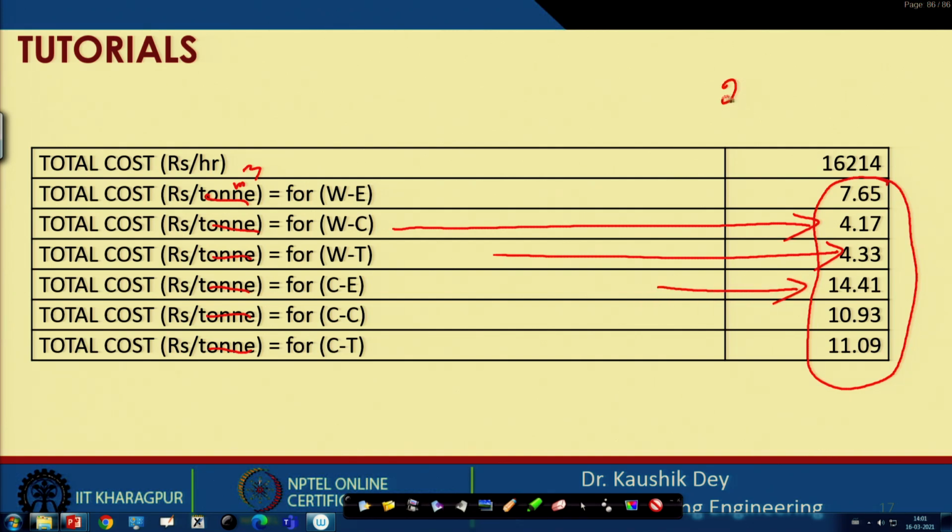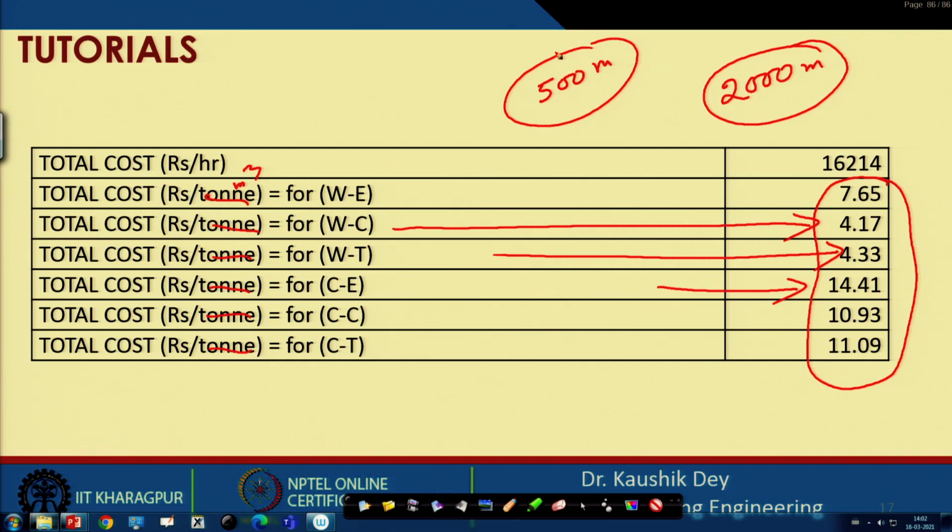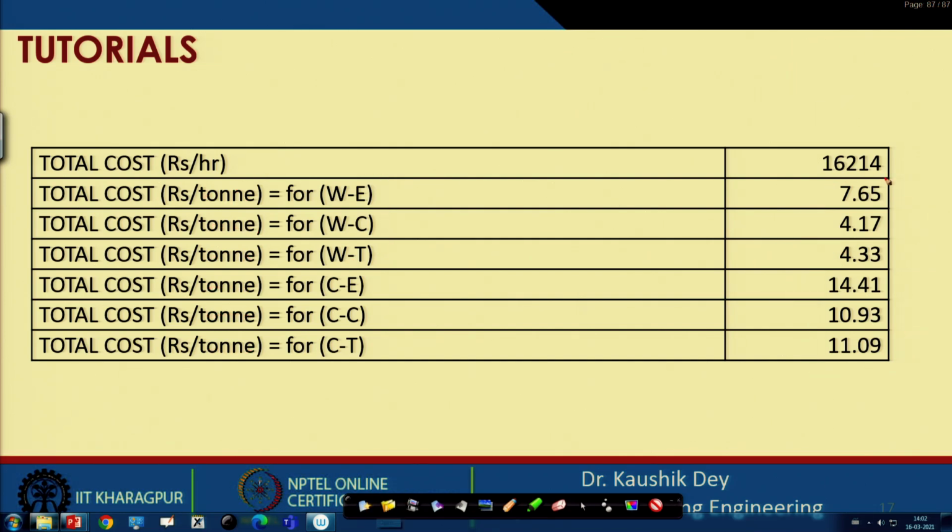This is for 2000 meter pit length. So, the things will be altered. If you do the practice for 500 meter, you can check whatever will be the change in the cost. Obviously, it will not change in these two, because these are not dependent on the length, but it will change for the others.